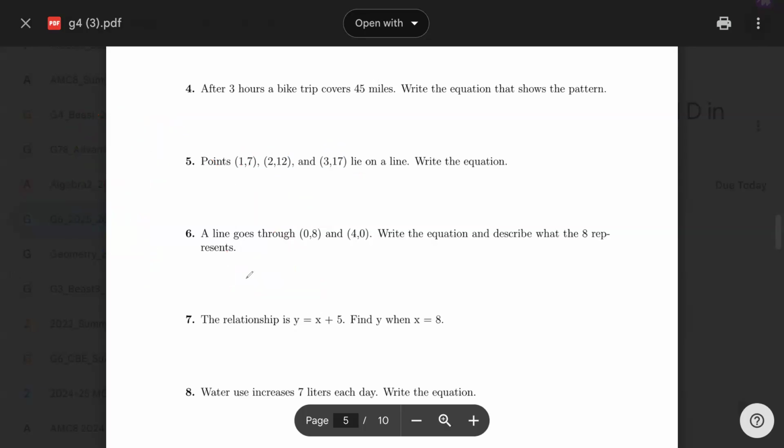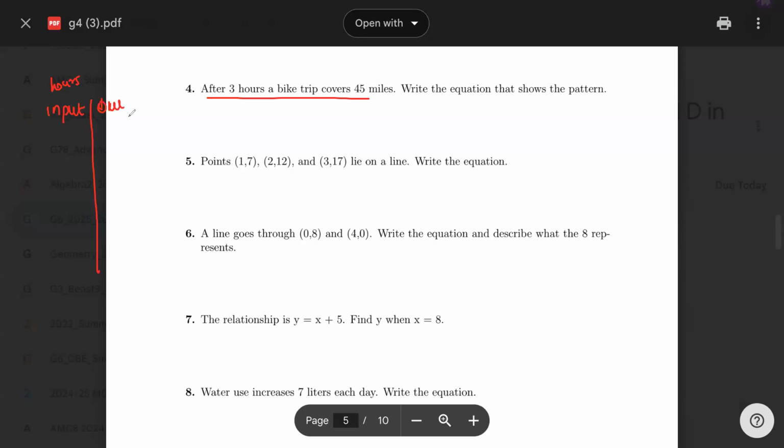Now, let me go ahead and ask you one more question. After 3 hours, a bike trip covers 45 miles. What is the input? What is the output here? Aniket, can you tell me what is the input and output here? There's always one input. What are the two quantities? I don't want numbers now. Hours and miles. Good.